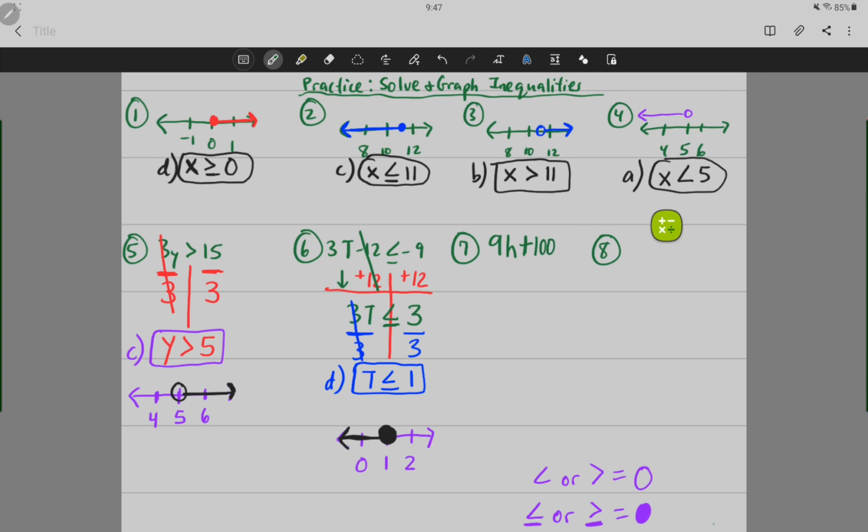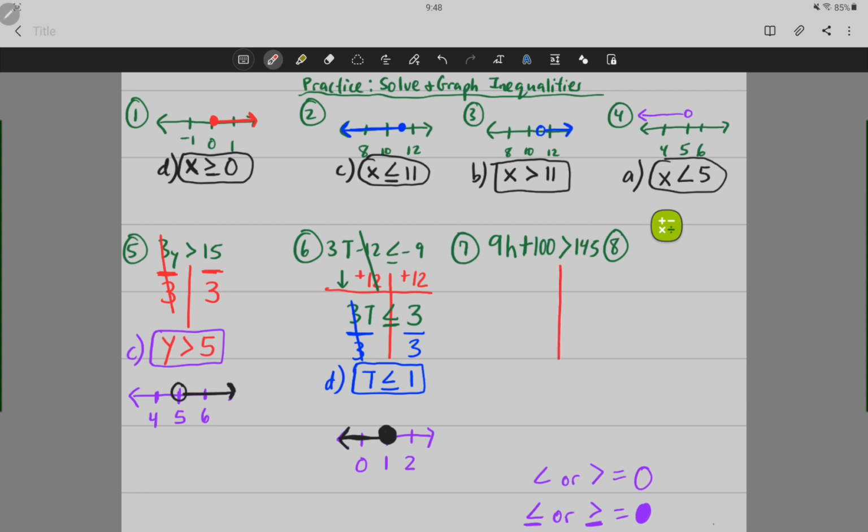And he ended up earning more than, so that's greater than, $145. So let me just move this over. And now that is our inequality. So just like an equation, we're going to solve it using inverse operations. So just like equal sign, draw the line. This time we have inequality symbol, draw the line.